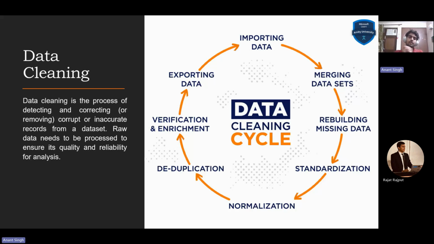Then we verify and enrich the data. Then we export the data back to the model. And then the cycle may or may not continue, right? This is done to ensure the quality and reliability for actual analysis or usage for training AI models, right?